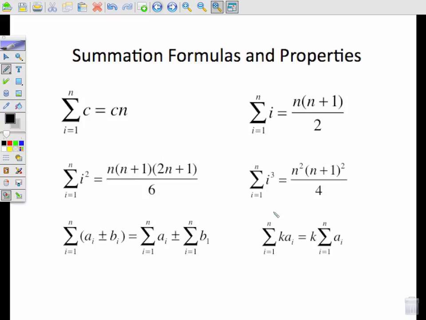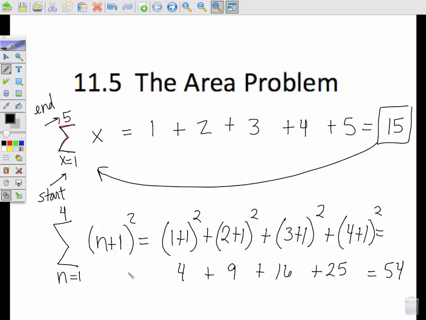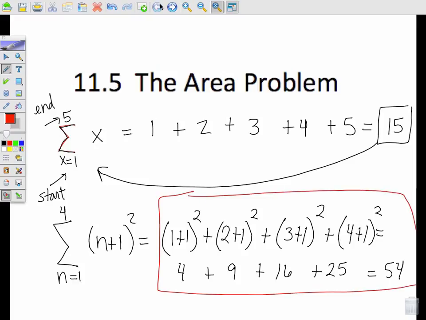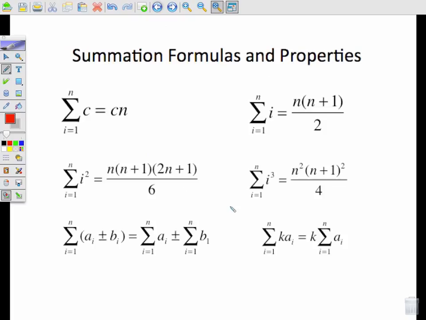So all of these equations actually will find the result of the summation, so we don't have to write it all out in this format right here. Writing it all out in this format obviously takes some time. And so we're going to have these formulas, which will be available to you when you need them.